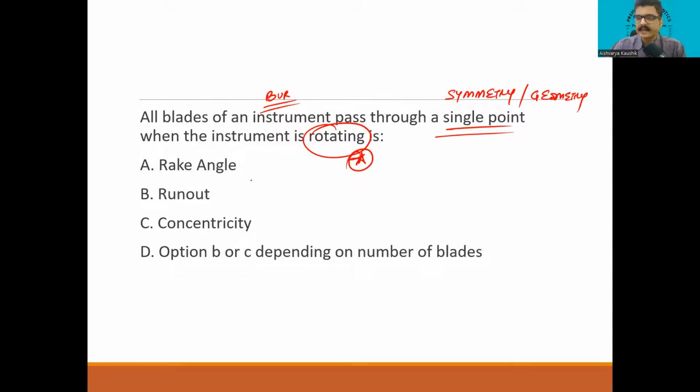So the options are rake angle, number one, number two, run out, number three, concentricity, and third option B or C, depending on the number of blades. Okay, so let us look at the important points that are required to get to the answer here. We are talking of a burr, its symmetry, and how we measure its symmetry when the burr is rotating or when the burr is static.